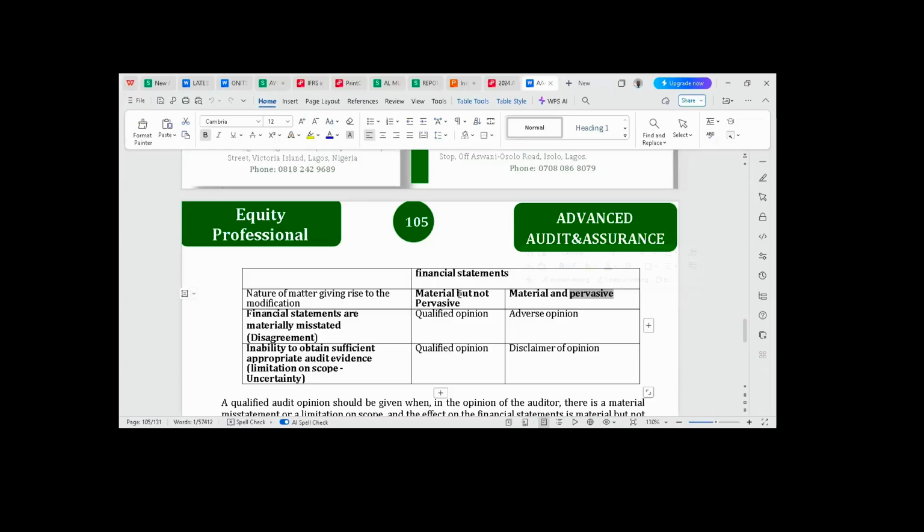Now, let's say you have that misstatement not only in inventory, it affected revenue, assets, liabilities, expenses. All of them were affected. We now say that the issue is material and pervasive. So the auditor will issue an adverse opinion. The auditor will not say that the financial statements show a true and fair view. So the auditor will issue an adverse opinion.